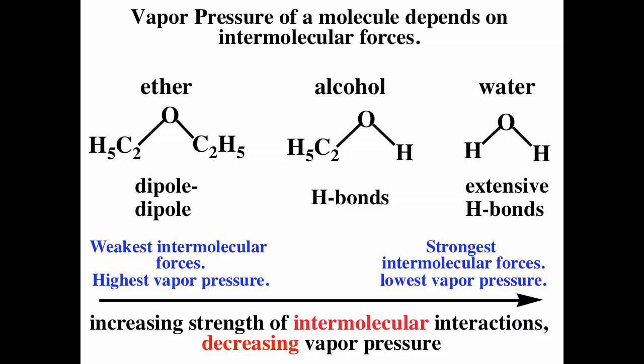And again, the weaker the intermolecular forces, the higher the vapor pressure because it's easier for the molecules to escape the liquid. The stronger the intermolecular forces, the lower the vapor pressure because it's harder for the molecules to escape from the liquid. Also, the stronger the intermolecular forces, the more stable the liquid is.